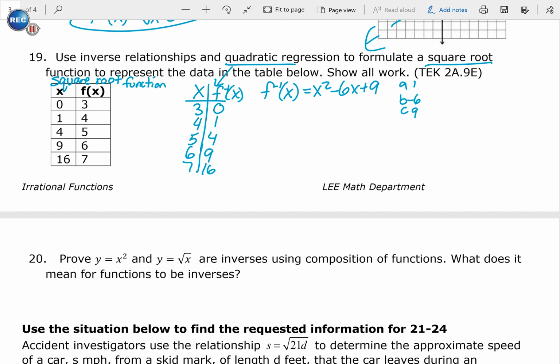Now, this is a perfect square trinomial, so when we factor it, we need two factors that add up to give us -6 and multiply to give us 9. In this case, it's going to end up being x minus 3.